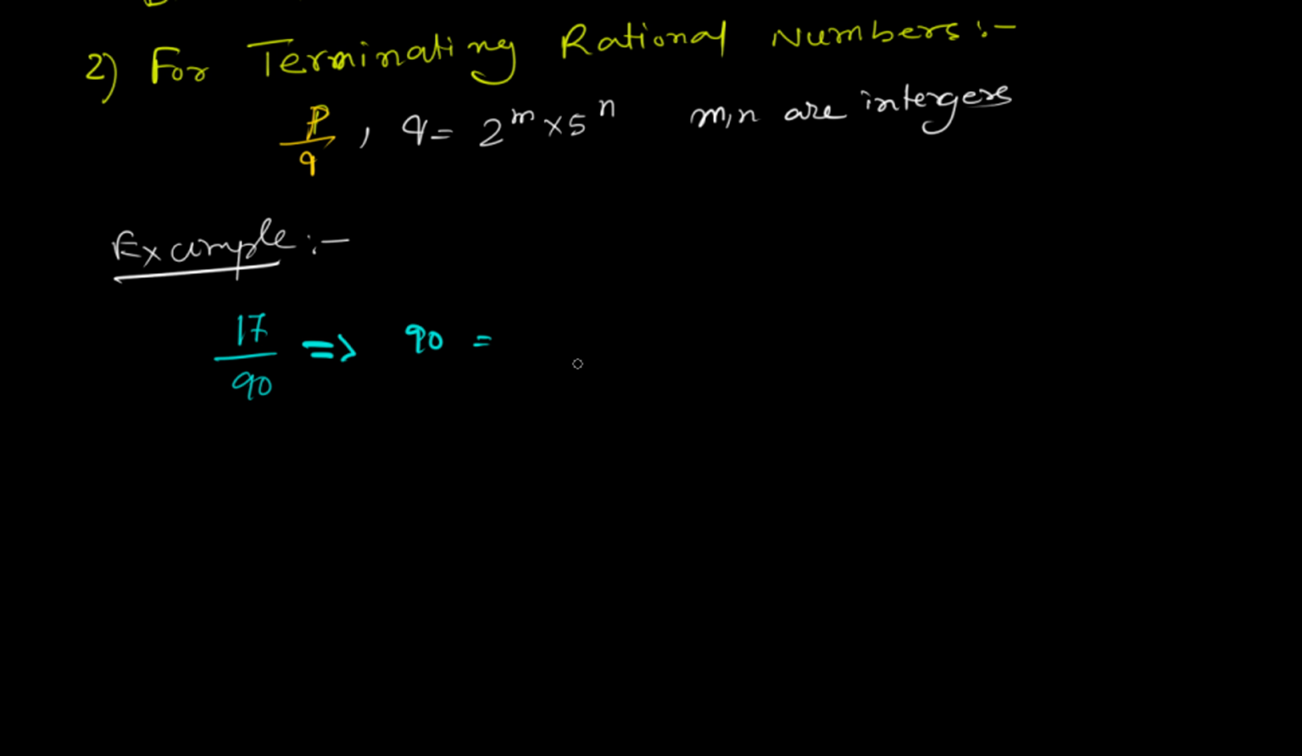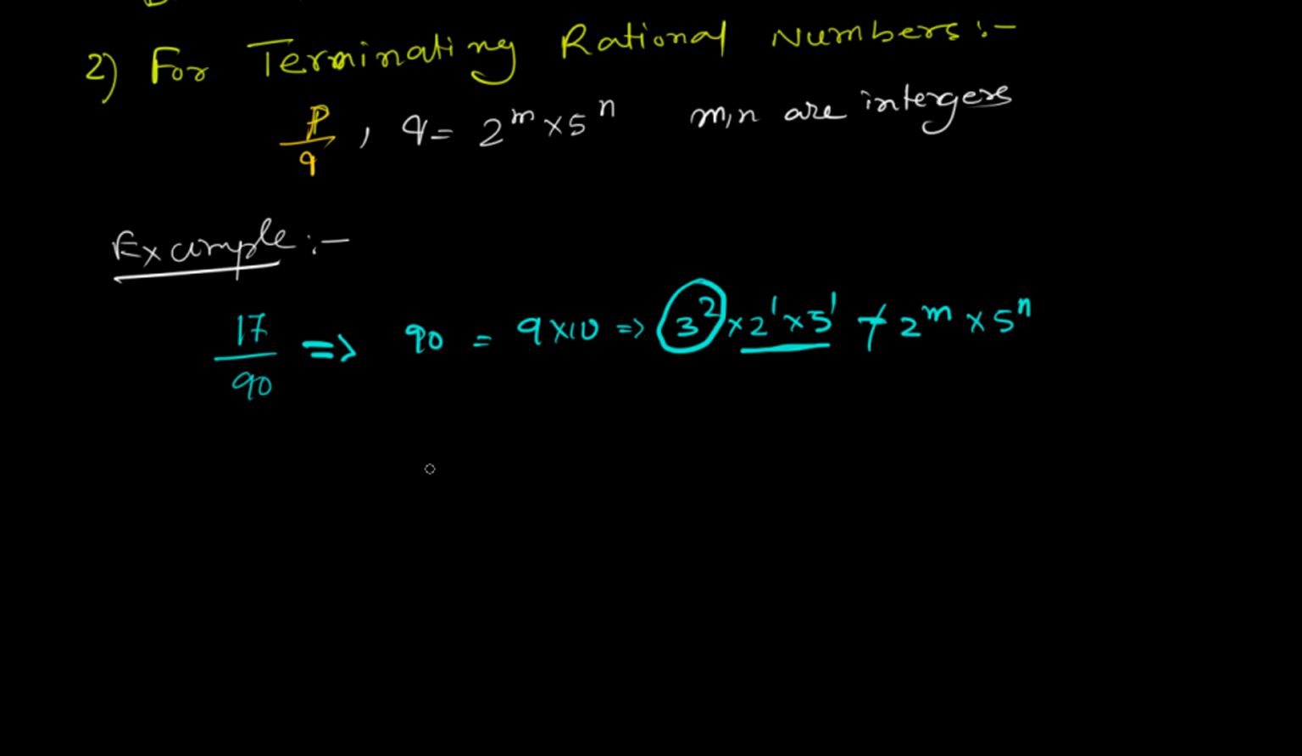If we prime factorize 90, we can write 9 into 10, and that can be written as 3 square into 2 to the power 1 into 5 to the power 1, which is not in the form 2 to the power m into 5 to the power n. Why? Because we have the 3. It means if you prime factorize the denominator, you shouldn't have any factor other than 2 and 5. But we have 3 as a factor, even two 3s. So this number is not a terminating number, it's a non-terminating number. Still, it is a rational number.